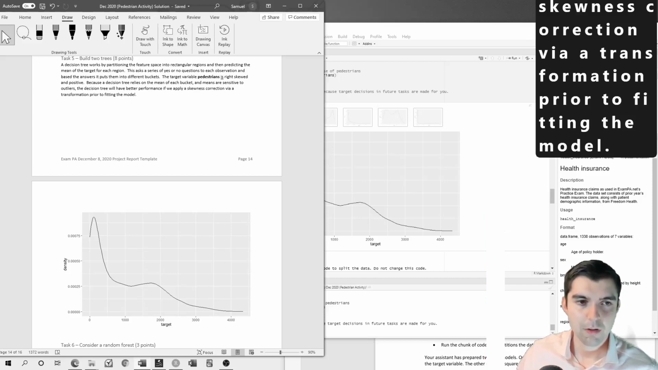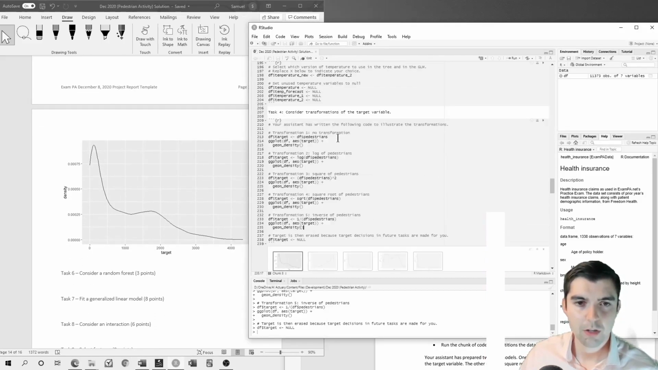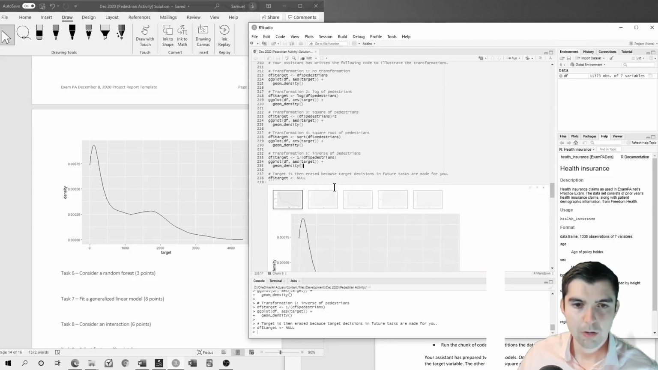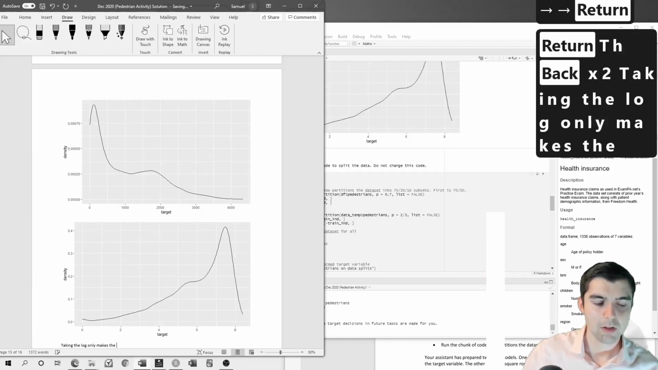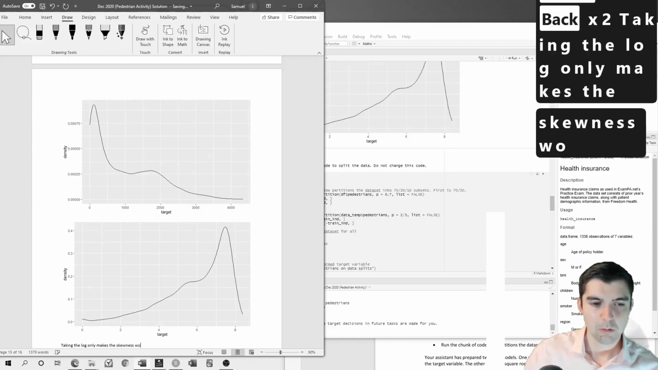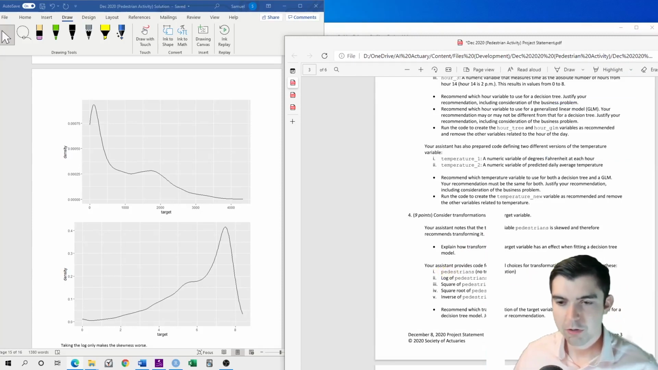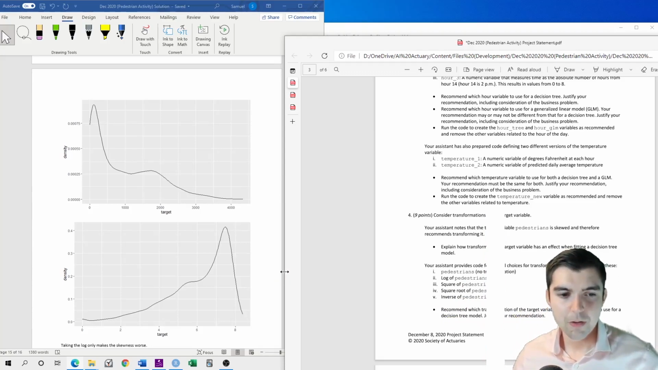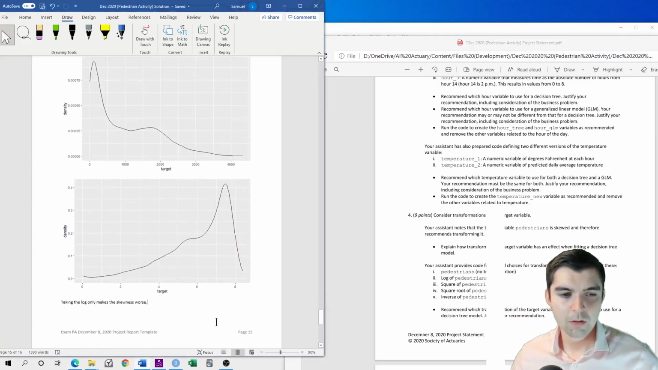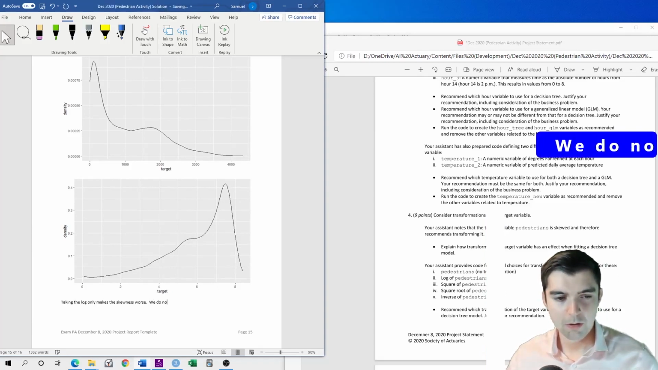And several of those transformations are shown here. So log, square, so here's the log. Taking the log only makes the skewness worse. Your assistant has provided code for several choices of transformations, supplying code for these: none, log, square of, square root of, inverse of. Recommend which transformations of the variable from the list to use for a decision tree model. Justify your recommendation. So yeah, this one obviously doesn't work. We don't recommend this.